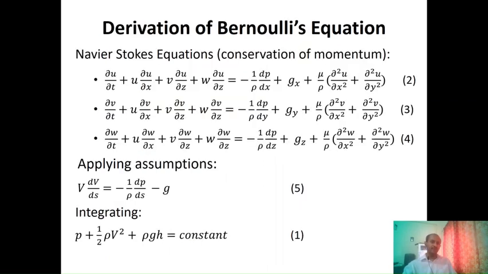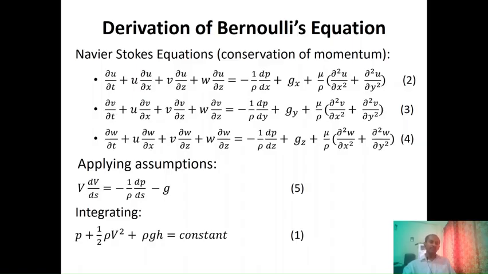Now, we will derive Bernoulli's equation using the Navier-Stokes equations. The Navier-Stokes equations are the law of conservation of momentum. On the left hand side is the acceleration, and the Navier-Stokes equation states that the acceleration is equal to the pressure gradient plus the body force plus the viscous forces.